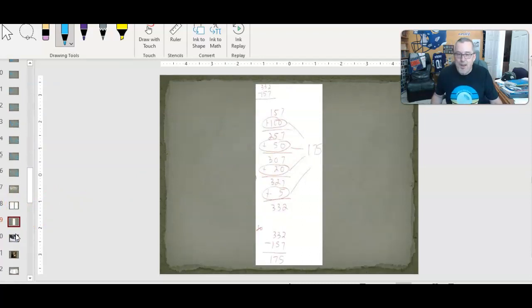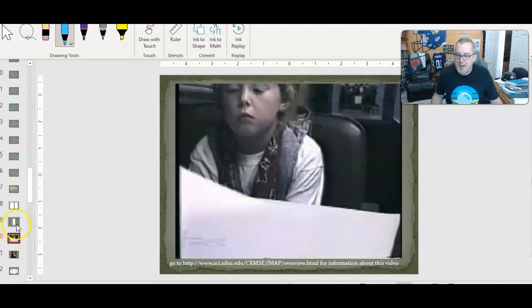All right. Hey, I'm going to pause it here. After we come back, I'm going to tell you the story of second grade Gretchen doing some subtraction.